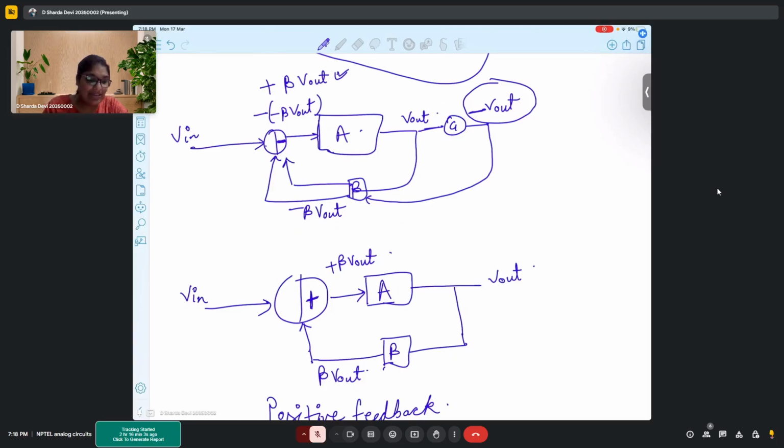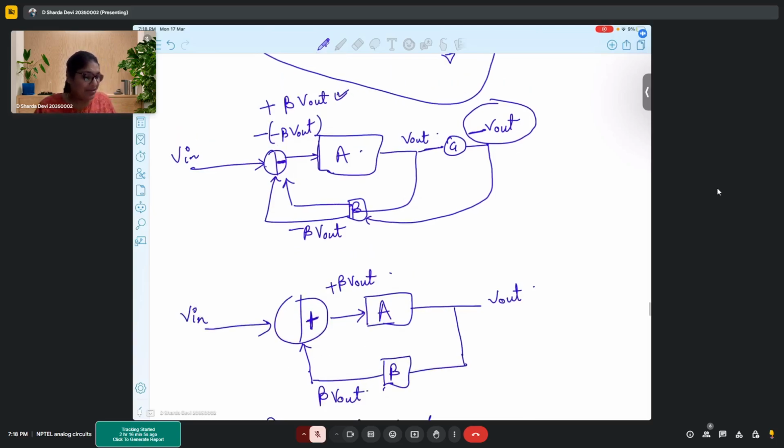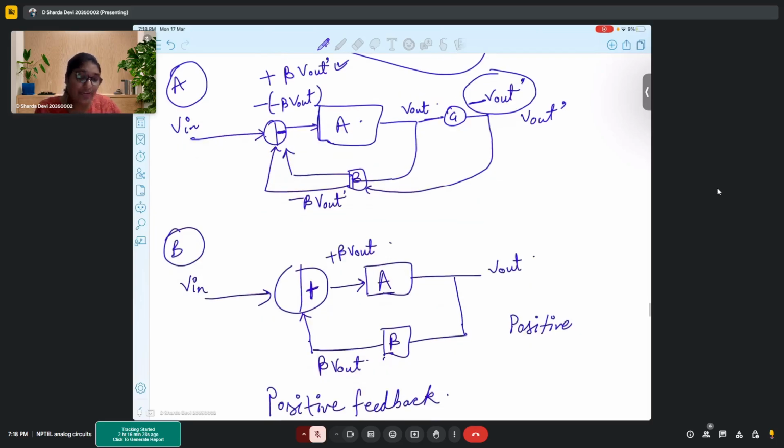In both the cases, case A is what this is showing, right? So this is V out dash. This is what is given in the question, and B is for positive. That small signal model is there in the feedback path, ma'am. Yes. So we can consider that the small signal model is there in the feedback path, and from there we can analyze. More or less, it will be the same.